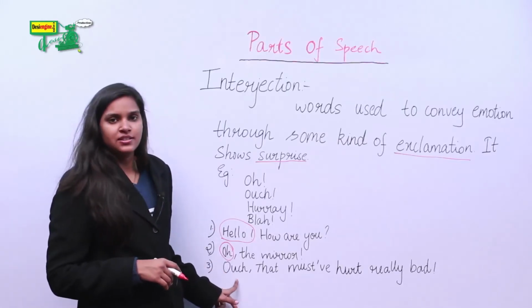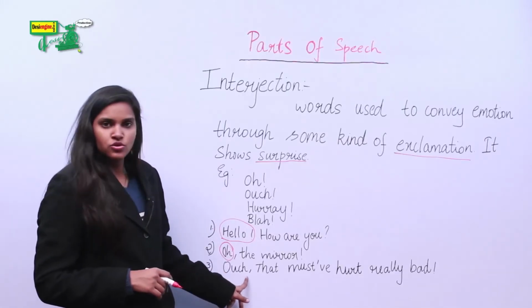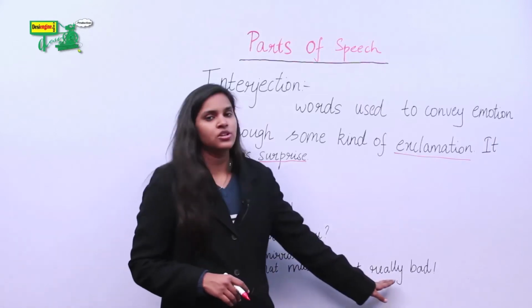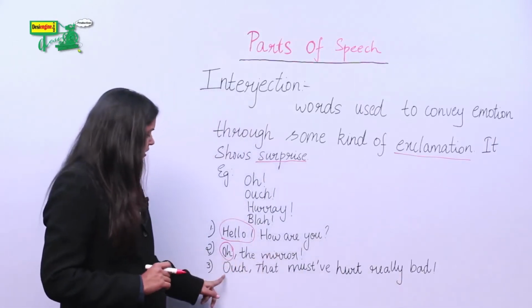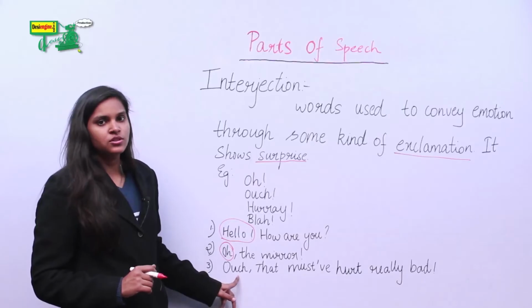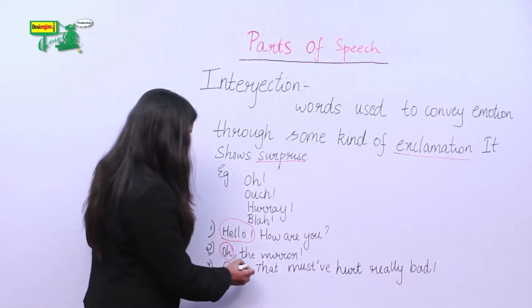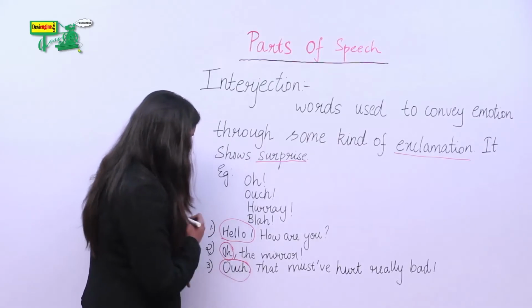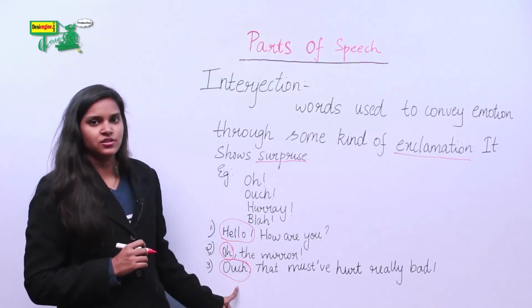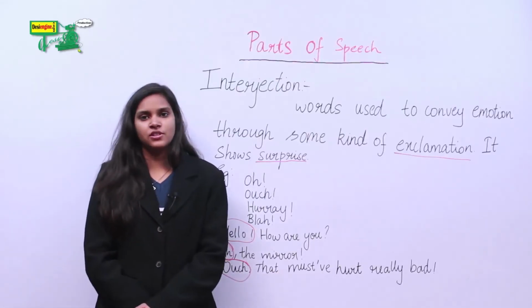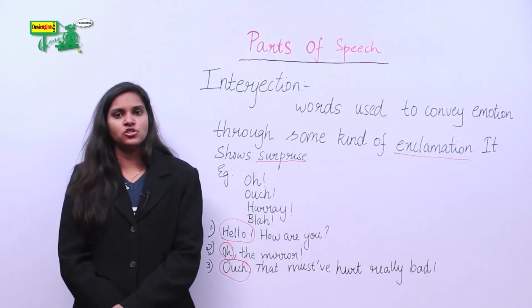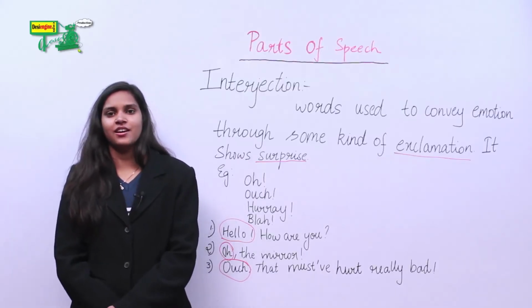Let's do another sentence. Ouch, that must have hurt really bad. Here, ouch shows surprise. So this is our interjection. So we have learned the different kinds of parts of speech. We'll meet again in the next class.